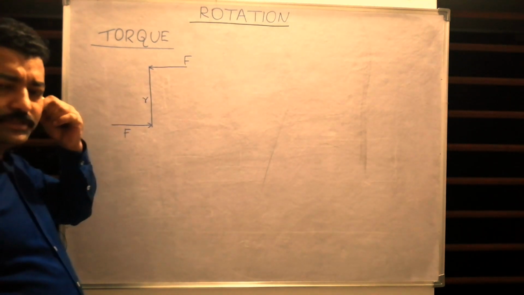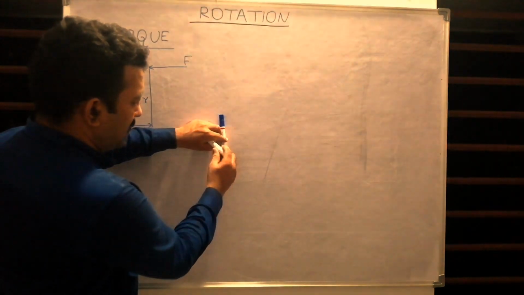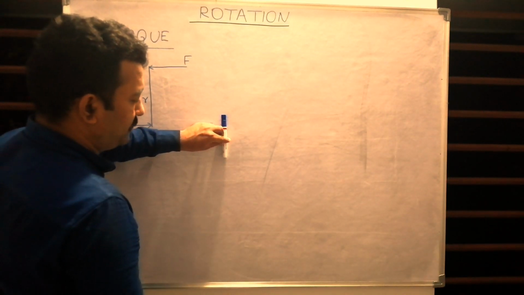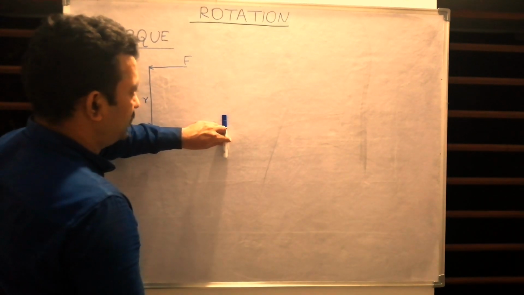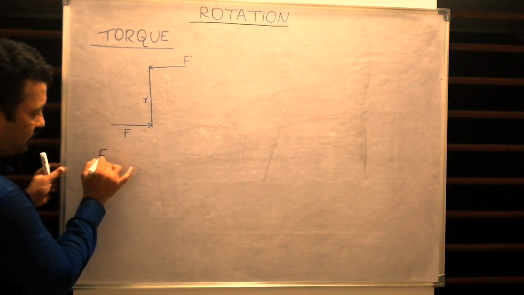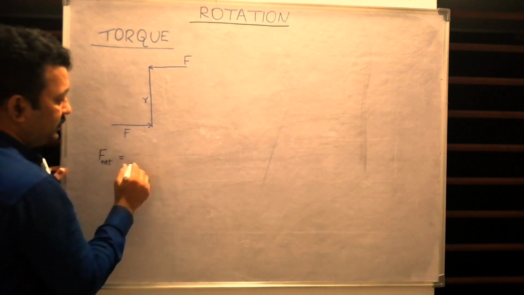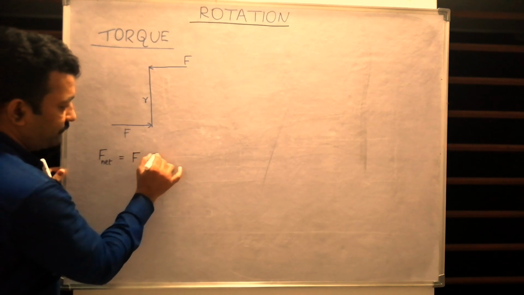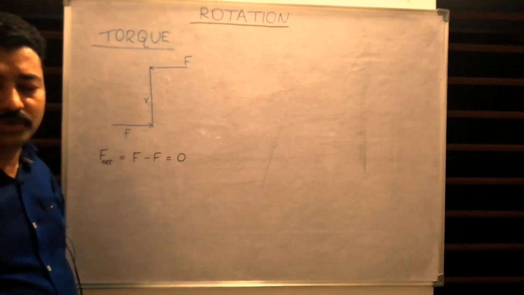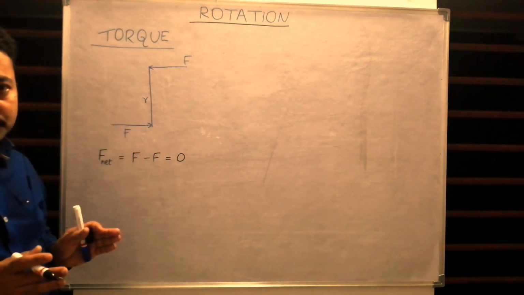One is acting like this and the other one is acting like this. Now what will happen for this? Imagine I have kept my pen over here. I am applying a force on this end and another force on this end. Let us see what is the net force acting on the body. The net force is one to the right and the other one to the left: F minus F, this is equal to 0. That means there is no translational force acting on the object, so the body is not moving forward or backward.